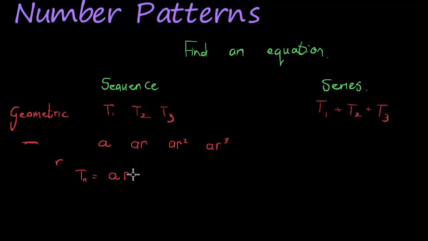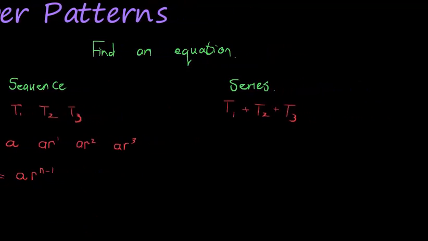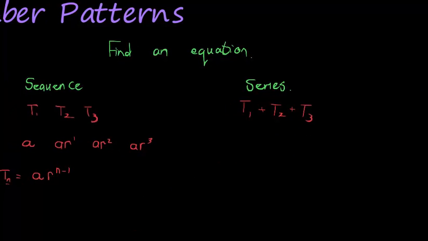Okay, now notice n minus 1. Again, notice that my first term doesn't have an R, so I would have to subtract 1 from my n. Does that make sense? So my second term has 1, my third term has 2, my fourth term would have 3. So my general term would have 1 less than the term number. Make sense? Okay, so let's look at the series.